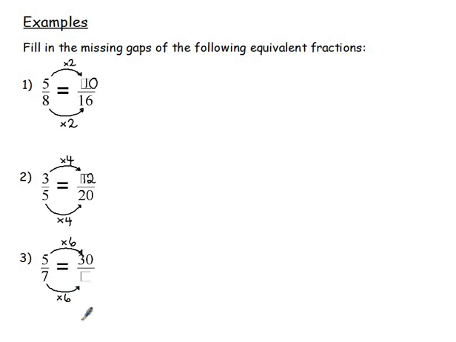So 7 times 6. So we might know our 6 sixes. 6 sixes are 36. So if we add on another 6 to it to get to 7 times 6, 36 add 6 is 42. So 7 times 6 is 42 to give us the equivalent fraction of 30/42.